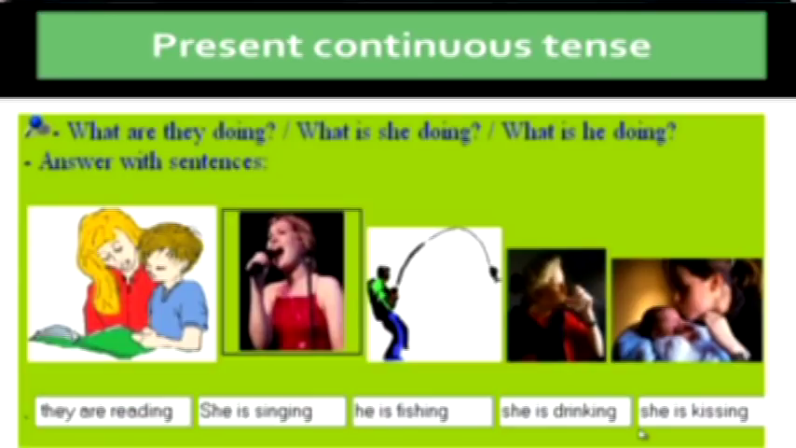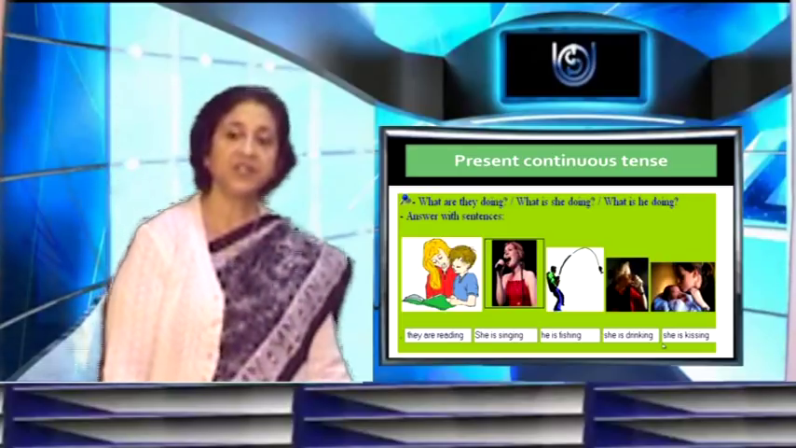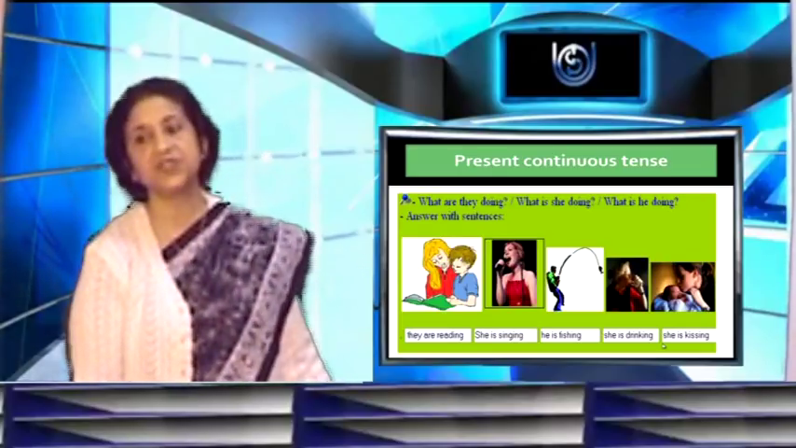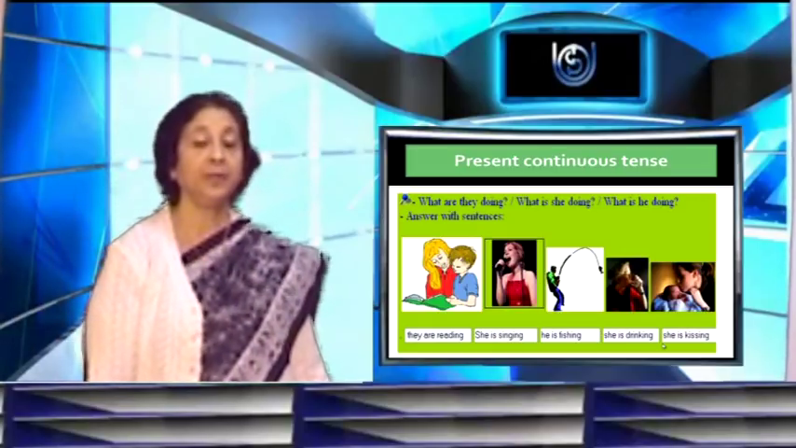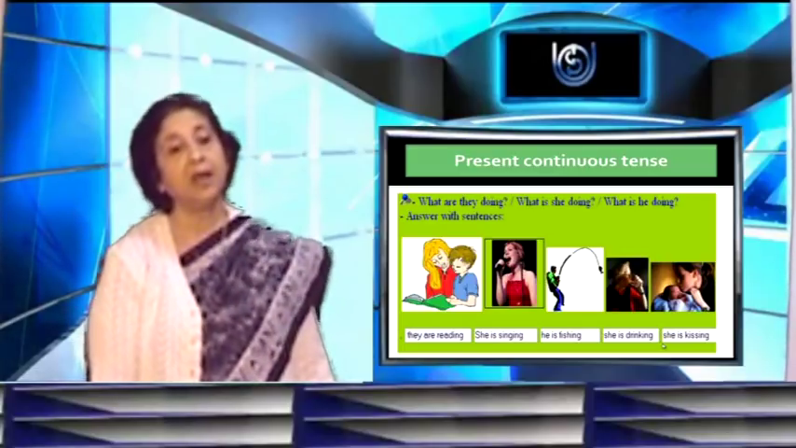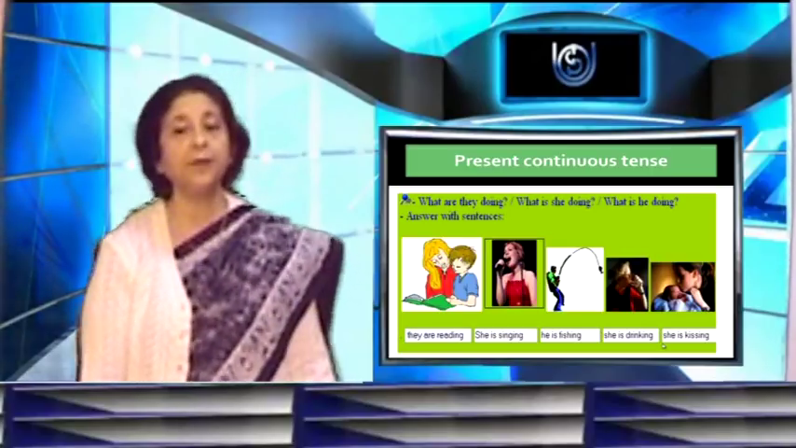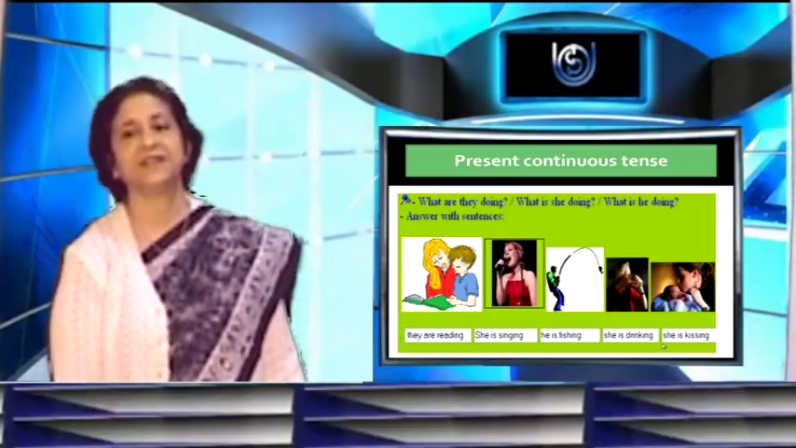Now in detail we will study present continuous tense. What are they doing? What is she doing? What is he doing? And the answers to these questions are: they are reading, she is singing, he is fishing, she is drinking, she is kissing. Now everywhere you can see the helping verb is or are used, is with singular, are with plural, then the first form of verb and ing. This is present continuous tense.